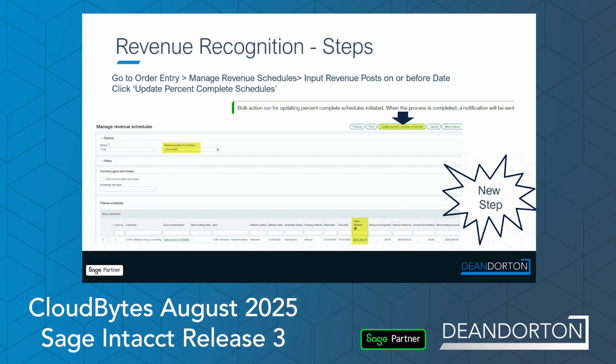A new component inside of here, if you go to order entry, manage revenue schedules, input revenue posts, click update percent complete schedules, and that's that button right here. And this is a bulk action run for updating percentage complete schedules initiated. Okay.